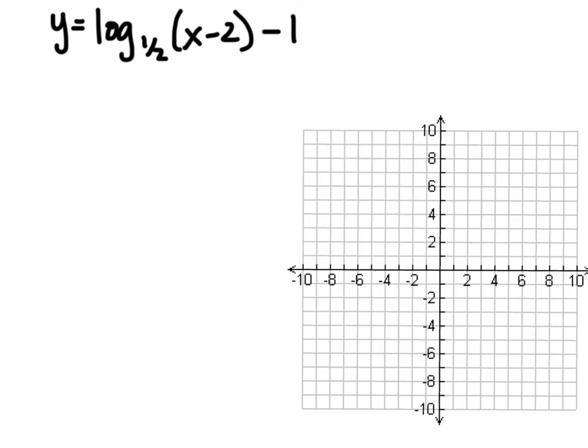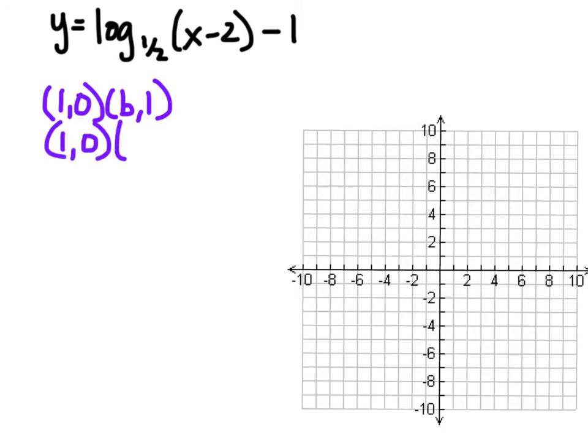All right, now we're going to graph log base 1/2 of x minus 2, minus 1. So the base for this, well, let's write down 1, 0, b, 1. What's the base of this log? It's a half. For graphing purposes, I'm just going to change that to a decimal, 0.5. Okay, so will this be increasing or decreasing? Decreasing, because your base is between 0 and 1.